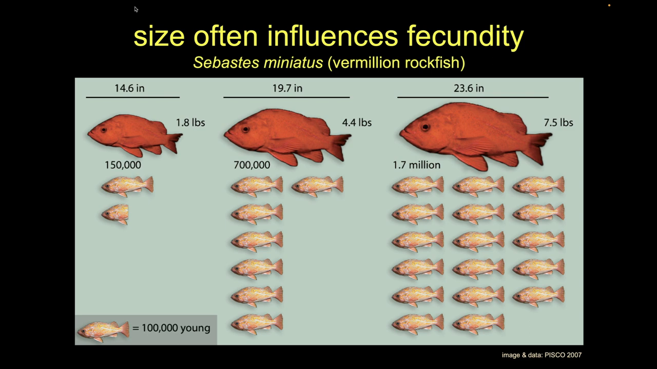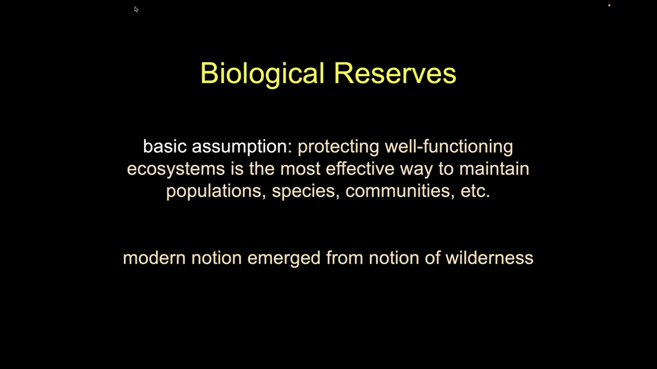And so the female that's a bit larger than a foot has about 150,000 potential eggs. The one that's about 2 feet is more like 1.7 million eggs. So there are these non-linear relationships. So we have this decoupled bipartite life history, and then the simple size differences or simple linear relationships don't necessarily hold.